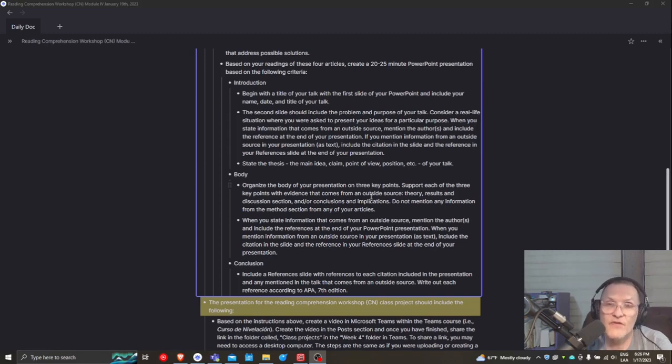Where is this evidence coming from? From the four articles. Again, these articles can be the same articles that you've already been reading, or it could be some articles that you read last semester, or it could be completely new articles if you need one or two more that relate to a single problem and a single thesis.